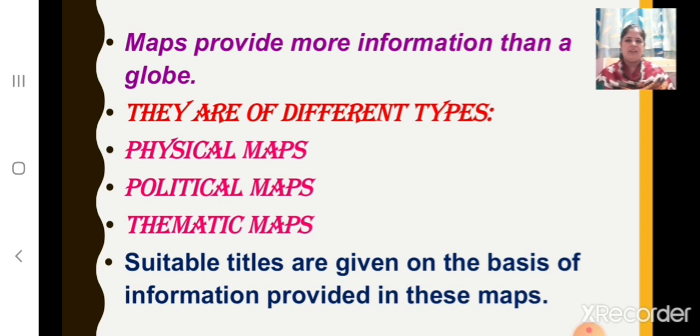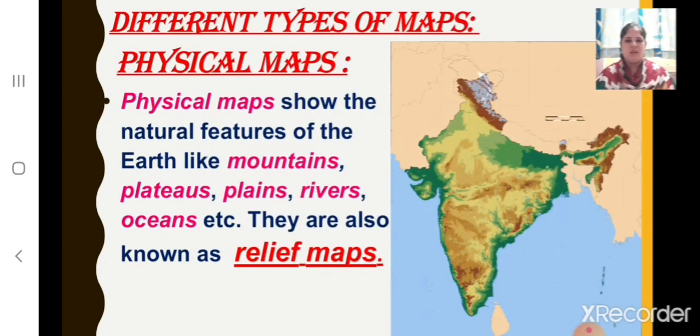And there are different types of maps. How many types of maps are there, children? There are 3 types of maps. What are they? Physical maps, political maps and thematic maps. And suitable titles are given on the basis of the information that is provided in these maps. Now let us revise the different types of maps in detail. First, we will revise the physical maps.